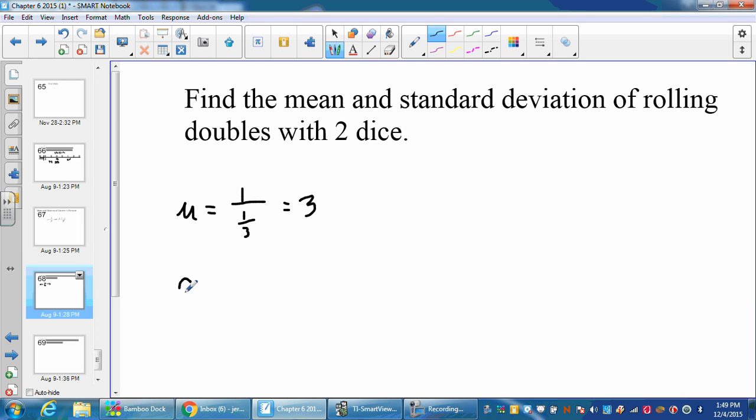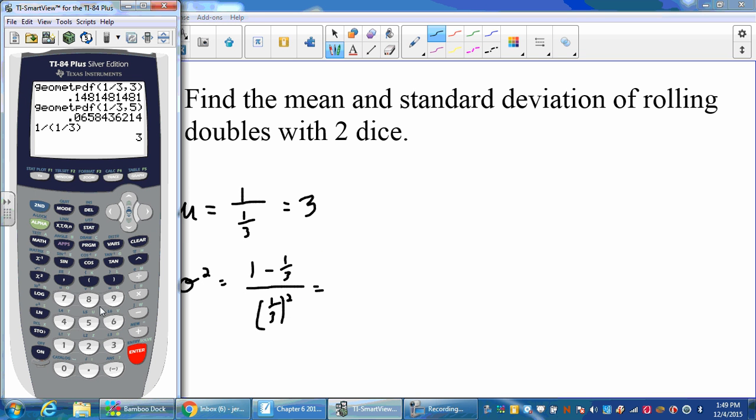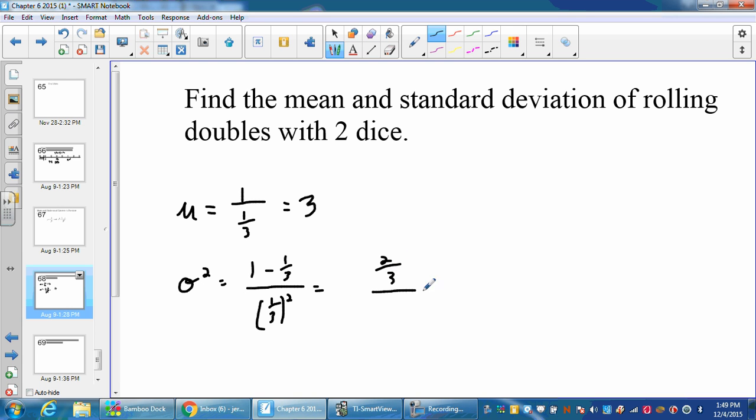Now, our variance was 1 minus p over p squared. So you just take 1 minus 1/3 over 1/3 squared, and you get your answer. You could do it without your calculator. The math teacher in me wants to do it. So that's 2/3 over 1/9. When you're dividing fractions, dividing by 1/9 is the same as multiplying by 9. So that's 18/3, which is 6.